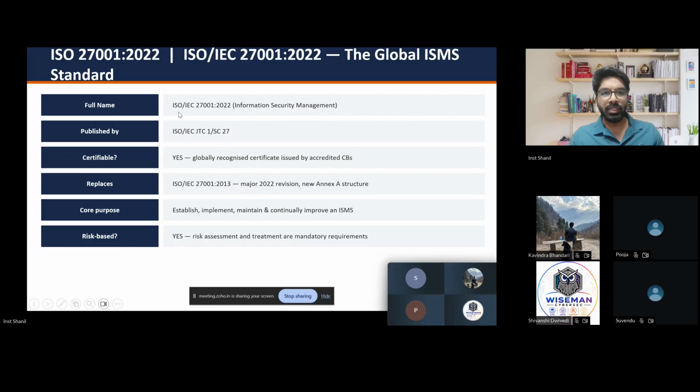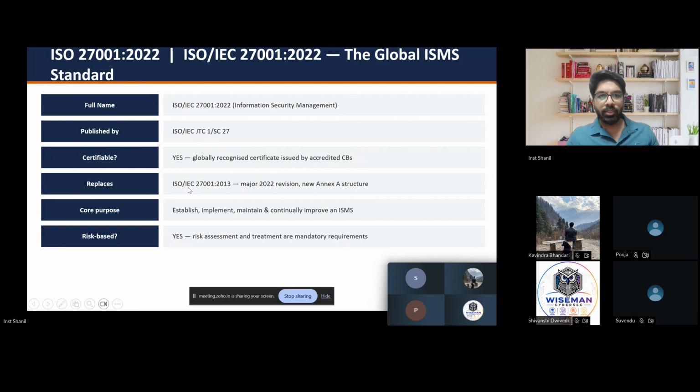So its full name is ISO IEC 27001:2022. It was published by the ISO and IEC Joint Committee under Security Committee 27. Is it certifiable? Yes. You can obtain certification under your own name or under the name of an organization. The certificate is always issued by accredited certification bodies.